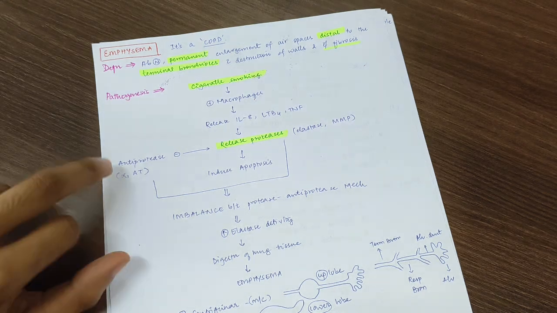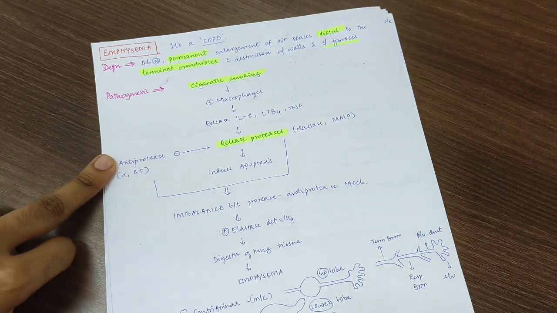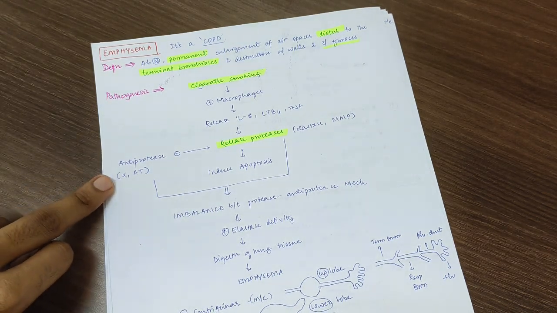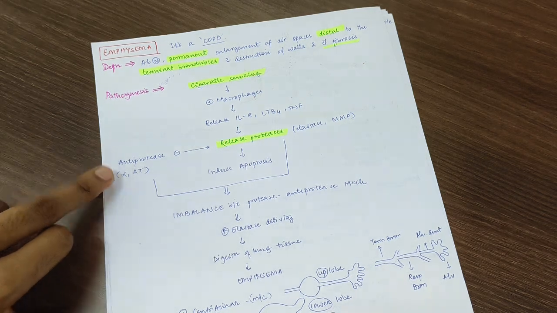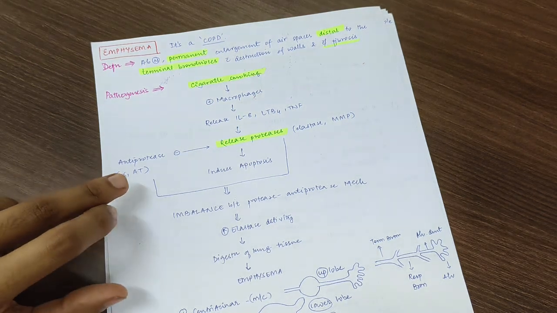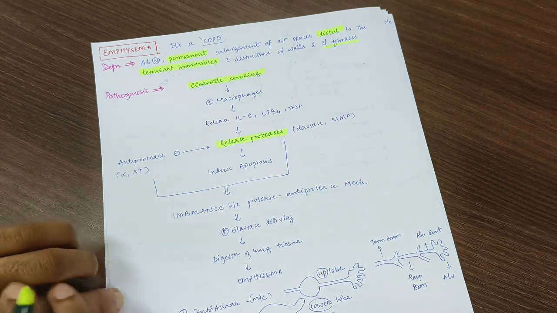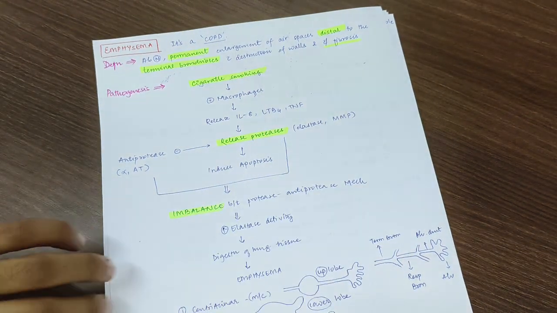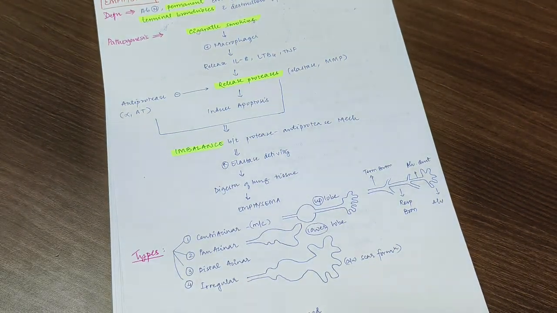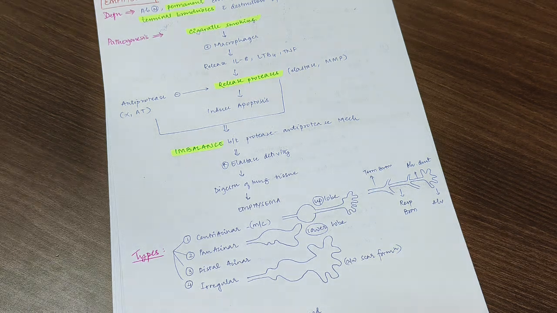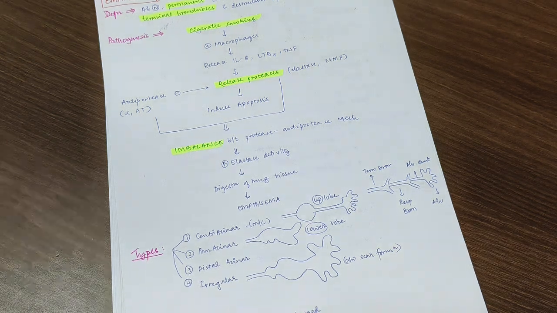Basically, there is something called an antiprotease in the body, that is alpha-1 antitrypsin, which will inhibit this. So if alpha-1 antitrypsin is deficient, it will lead to increased protease activity, and there is an imbalance. Basically, an imbalance between the protease and antiprotease mechanisms will lead to increased elastase activity. Increased elastase activity will lead to digestion of lung tissue, which is called emphysema.